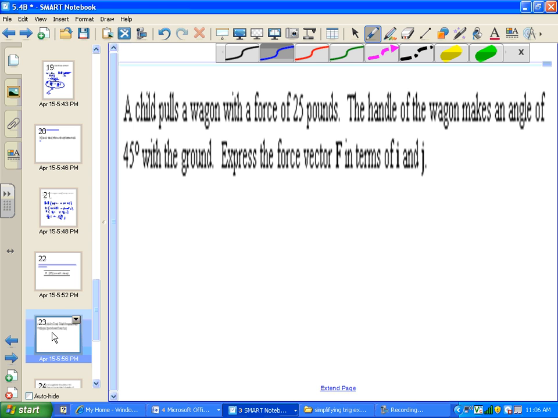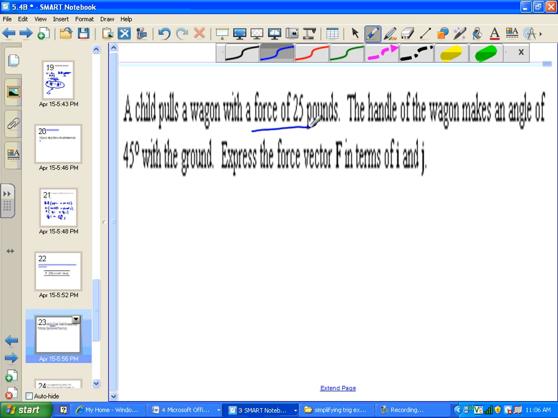All right. So there's your force. 25 pounds, that's the force that you're exerting, the pull. That's my magnitude. The handle of the wagon makes a 45-degree angle with the ground. Express the force vector F in terms of i and j. So what they basically want me to do is take this application and write it as a vector.